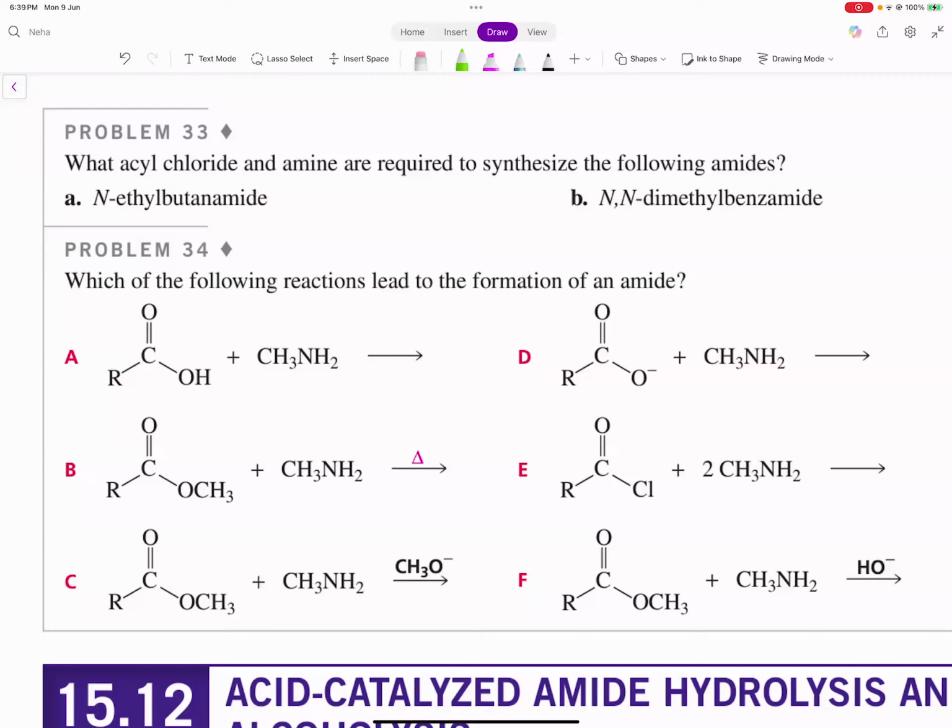So in the A, in the B, in the C. In the first one, we just discussed what is going to happen here. In the first one, we are simply going to get the acid-base reaction.